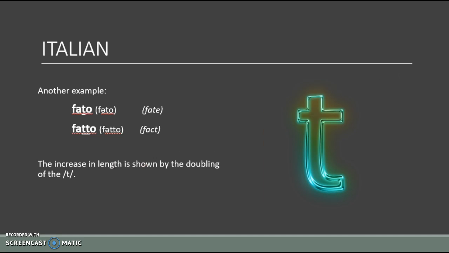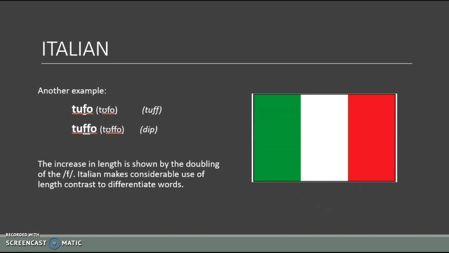Another example in Italian is fato, meaning fate, and fatto. So we have an increase in the length shown by the doubling of the T. So fato and fatto. It's kind of when we say it, sort of like we say it twice, fatto. Okay, and a third example I have here is tufo and tuffo. So the increase in length here is shown by doubling the F.